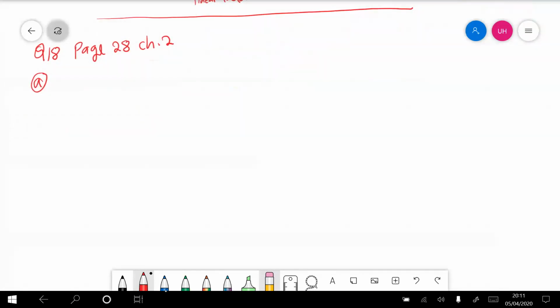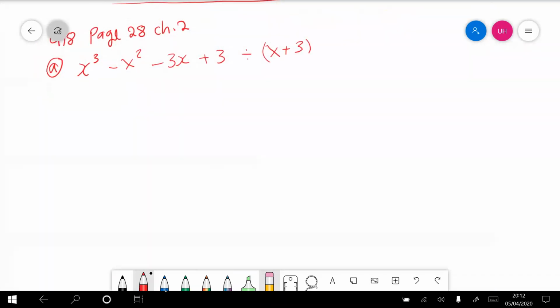So the question is saying x cubed minus x squared minus 3x plus 3 divided by x plus 3. Okay, so first as a long division, so I will write it down here.